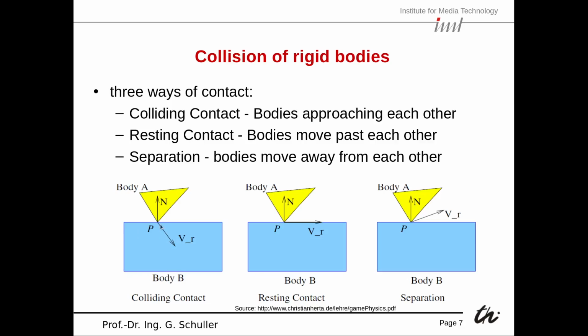Here we have a colliding contact, so body A is colliding with body B. It has some force, and then we need to decide what to do. Here we have a resting contact, so body A slides along body B. And here we have separation, body A moves away from body B.